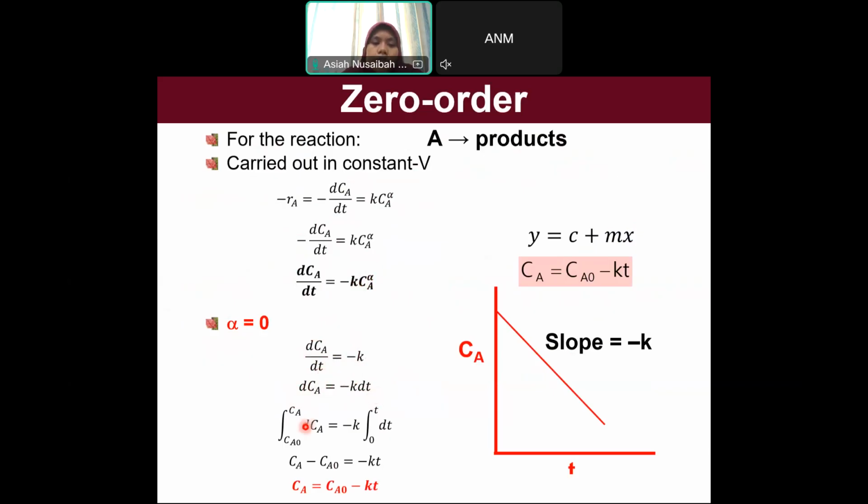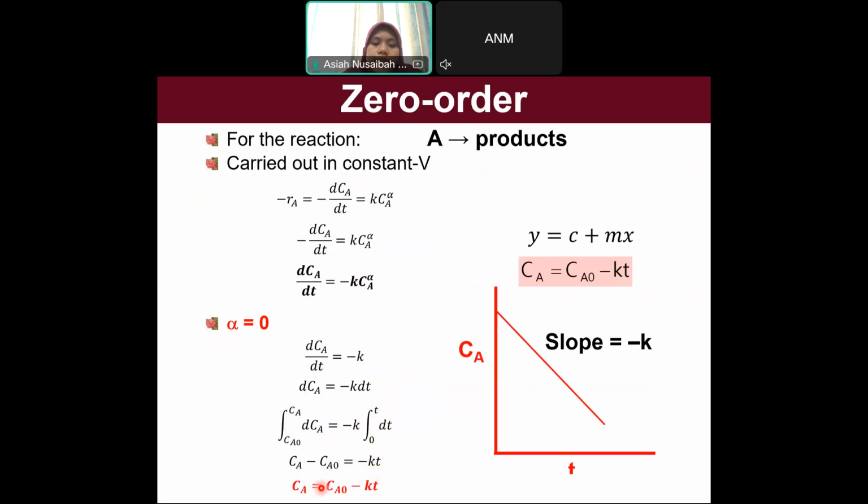Integrate both sides, where at t equals 0, CA equals CA naught, and at t equals t, CA equals CA. Integrating the left-hand side from CA naught to CA, 1 dCA, equals minus k integrated from 0 to t, 1 dt. Integration of 1 dCA gives CA, so we have CA minus CA naught. Integration of 1 dt gives t only, so we get minus kt. We can rearrange or just leave it like this.